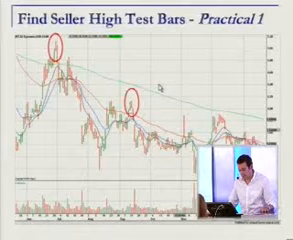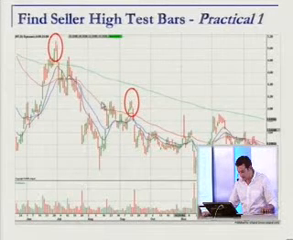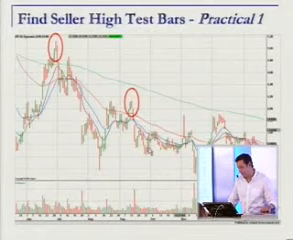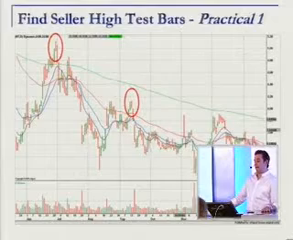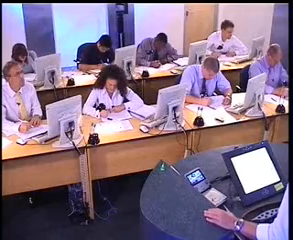Second one is pretty much here. You can see, and again, there's a resistance line through here, which is obviously hit and fallen off, and immediately sent the price down. Who can find the next one? Let's say Keen. Can you tell us where the next high test seller bar is, which would send the price falling?